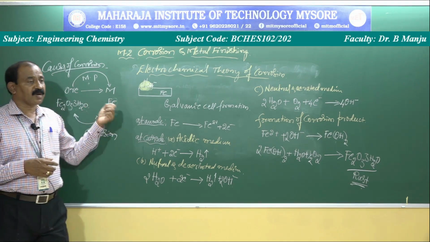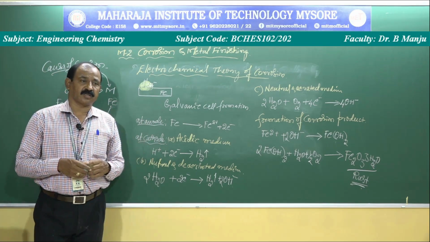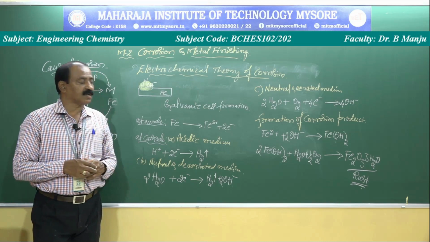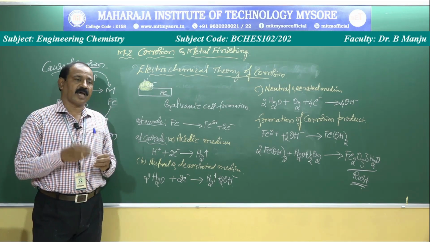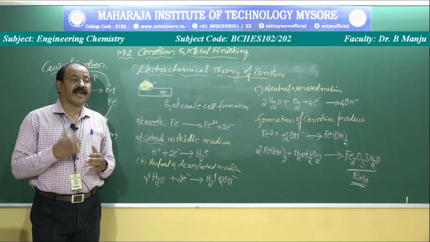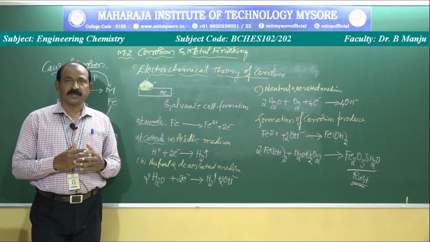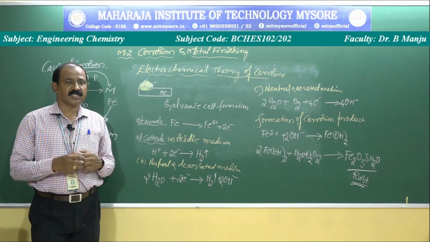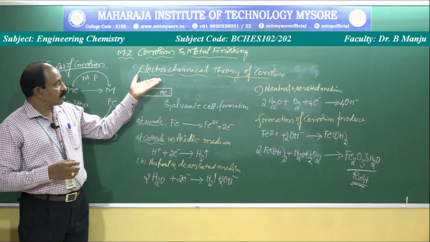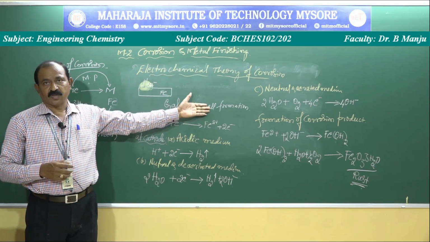That's why the rate of corrosion needs to be controlled. Corrosion always takes place, but there are some techniques to control its rate. Corrosion will happen, but it can be controlled using some technique. That's about the electrochemical theory of corrosion. Okay.